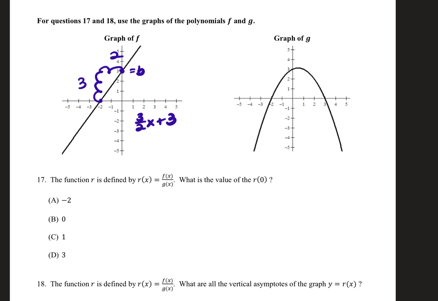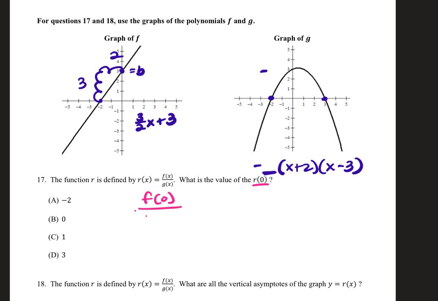Now, on the right-hand side, I've got a parabola. I have my intercepts, and I know it points down, so I can say negative, and I can say x plus 2 and x minus 3 would be my intercepts. But what I don't know is if there's a scalar multiple on here. So it wouldn't be possible to find the exact equation for that one. But we don't need it, because what it's asking for is r of 0, which really just means find f of 0 and g of 0.